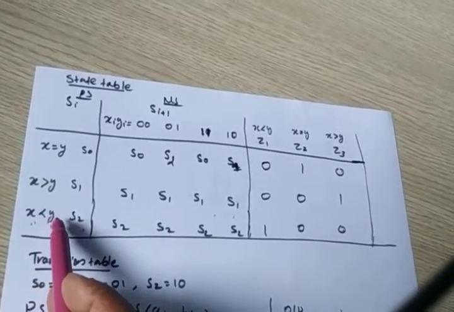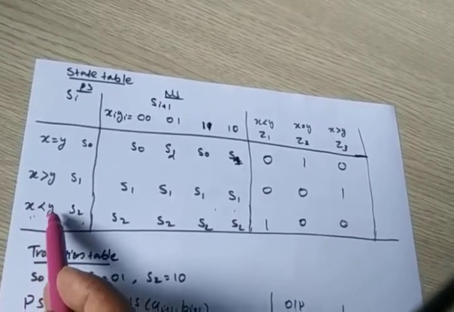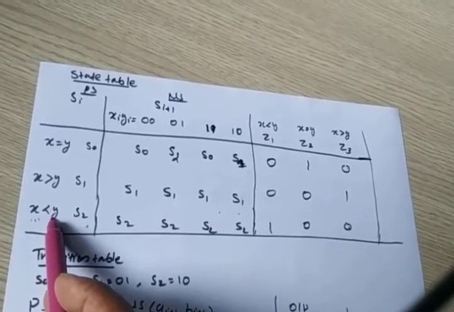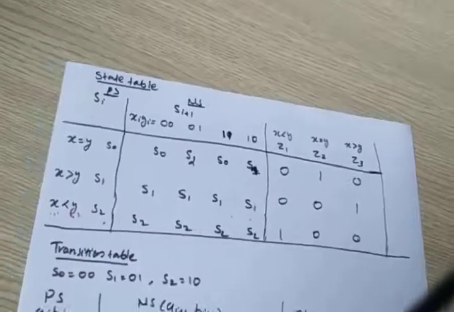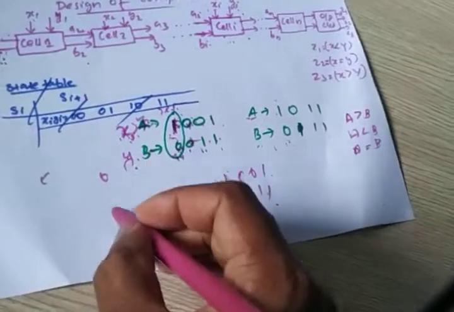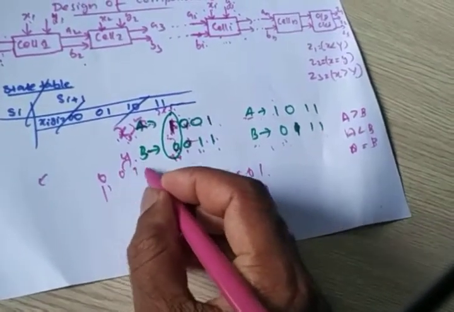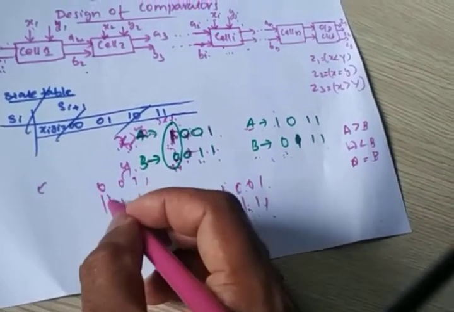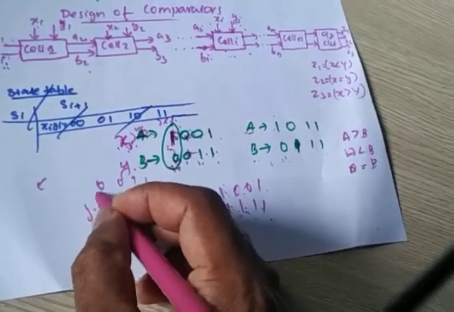X less than y means, sorry, that means y is greater than x. That means the second bit is higher. Here the condition changed, 0 1 like that. 0 1 1 1 1 1. Here the MSB, this is y, this is x.